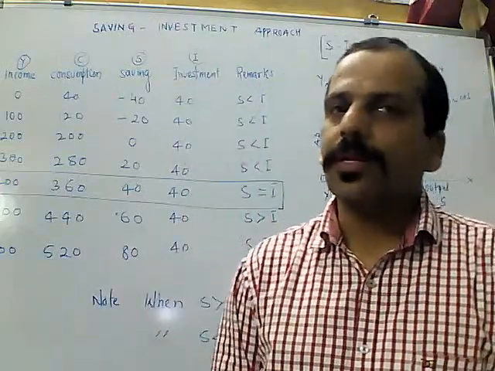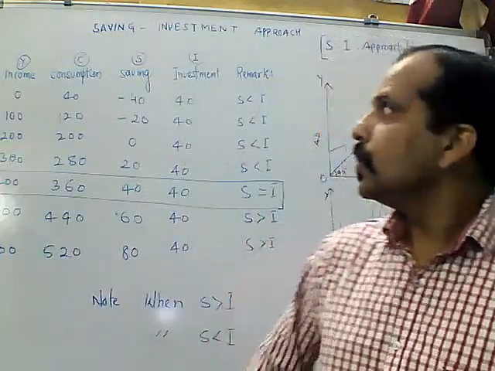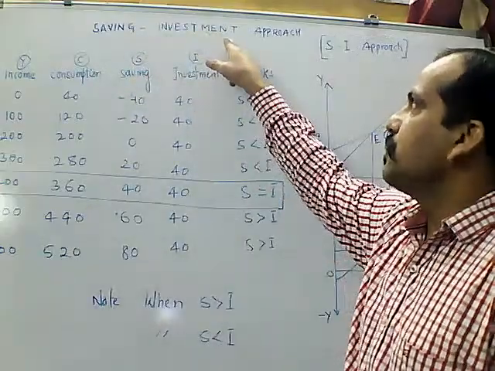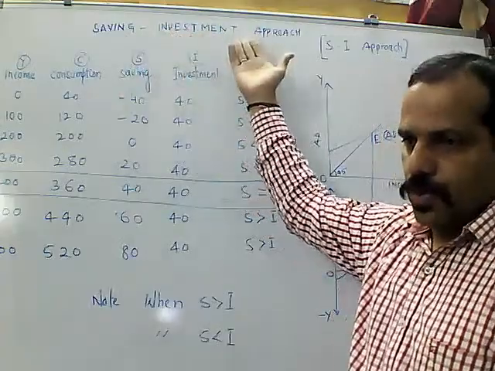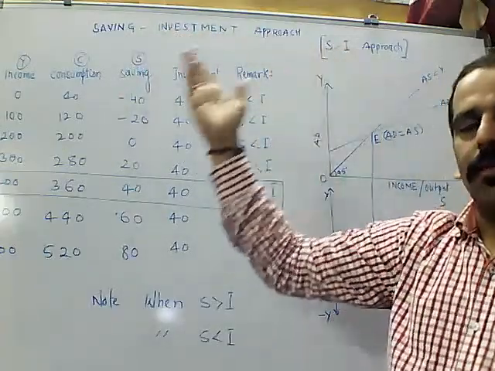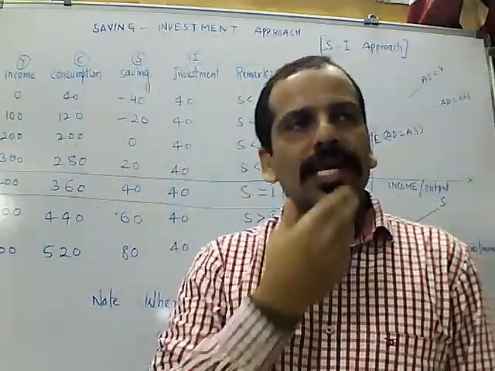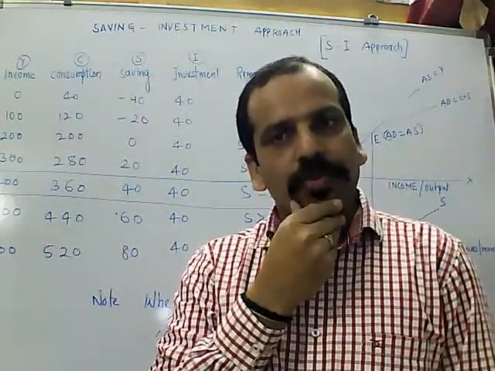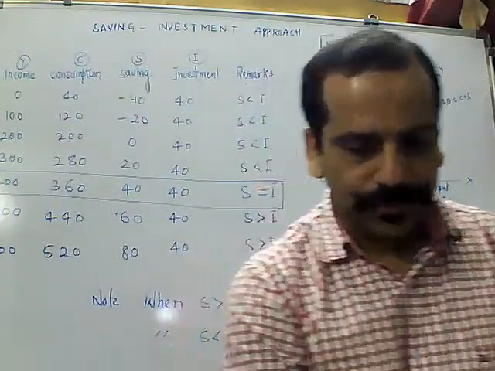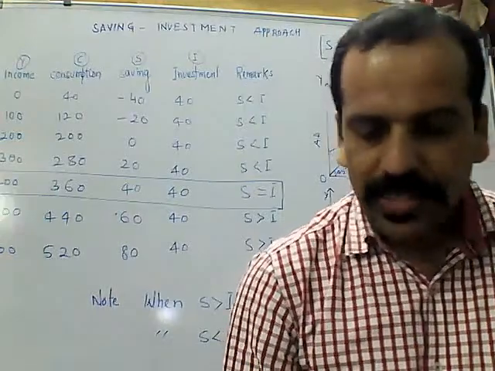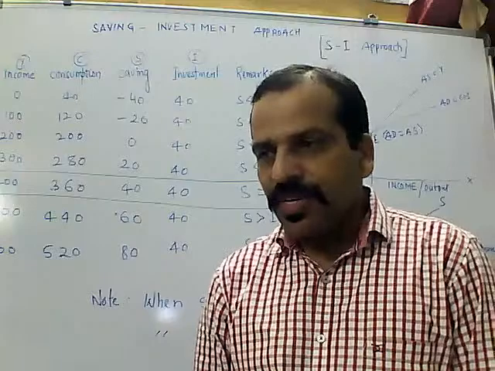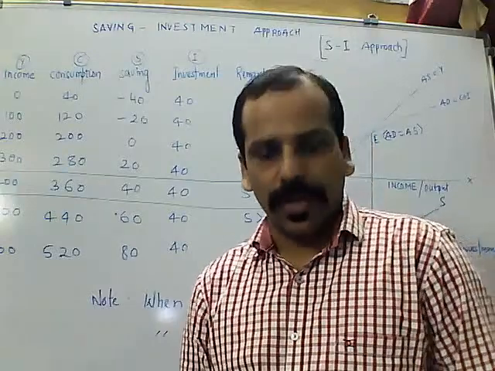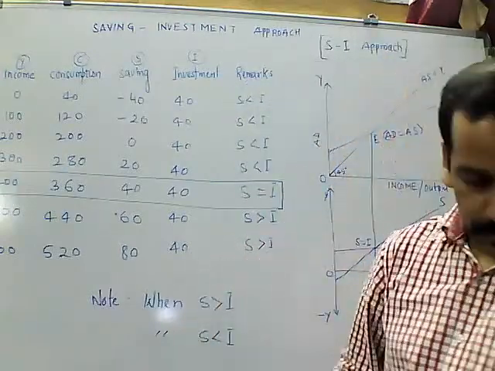Now we have another approach, approach number 2, the saving is equal to investment approach, or S is equal to I. In the morning, AD is equal to AS, and now saving is equal to investment in the economy. So plan saving should be equal to plan investment in the economy over a period of time.